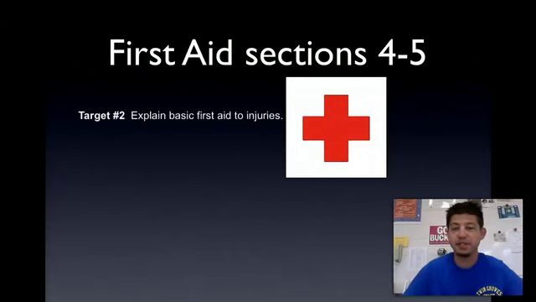This is the lesson on first aid sections 4 and 5. We're going to cover target number 2, which will explain the basic first aid to injuries.